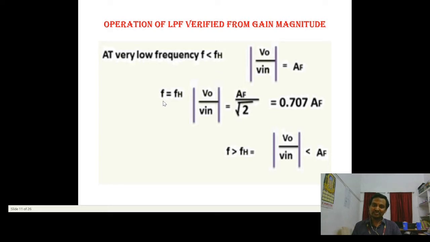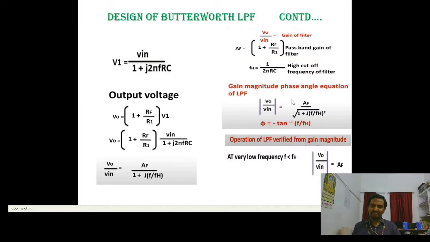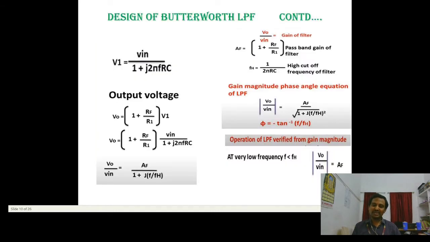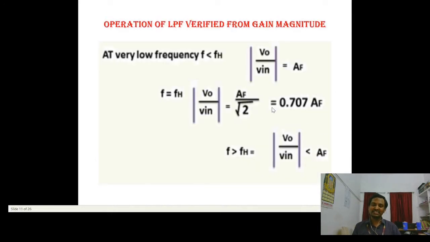In the second case, suppose the applied frequency is equal to the higher cutoff frequency. That means if the applied frequency is exactly equal to the higher cutoff frequency, what happens? If you substitute the value, you get 0.707 into AF. That means the gain is decreased by root 2 times. So that particular frequency we call a 3 dB frequency, where the gain is decreased by 3 dB. That's why we call it a 3 dB frequency.